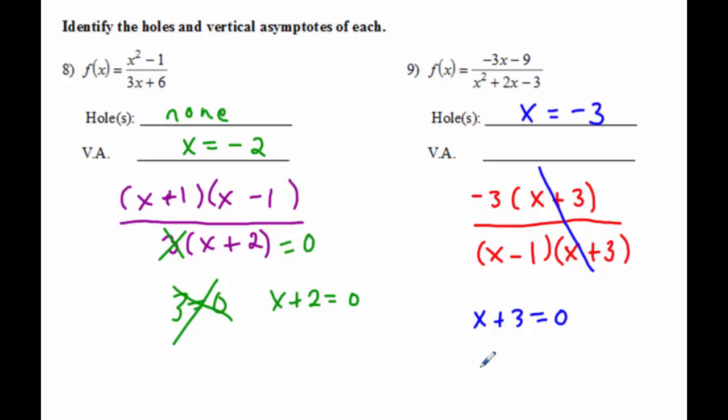What we didn't cancel out on the bottom is where the vertical asymptote is. So where x minus 1 equals 0 is our vertical asymptote. That's at x equals positive 1. Wait, why isn't it the other one? Oh, because the negative 3 on top just is chilling. Wait, what about the 3 on the bottom? Oh, this we canceled, and it gave us a hole.